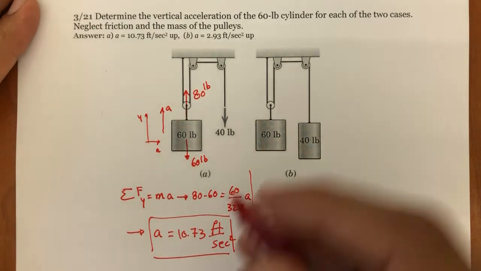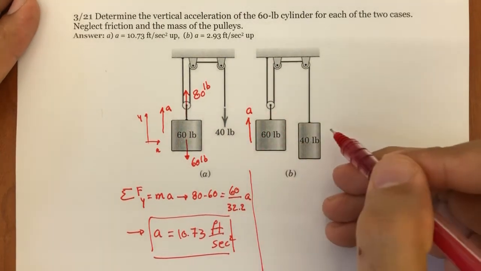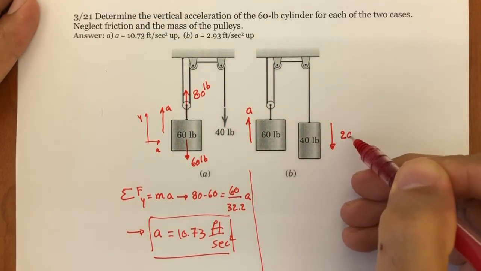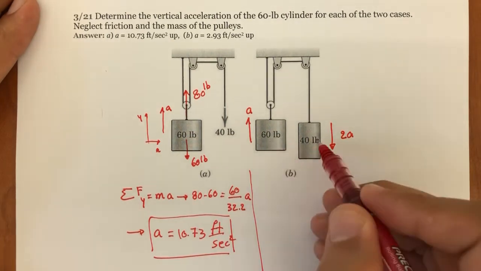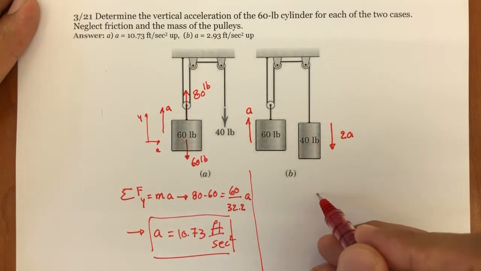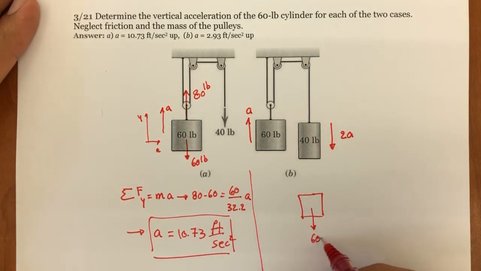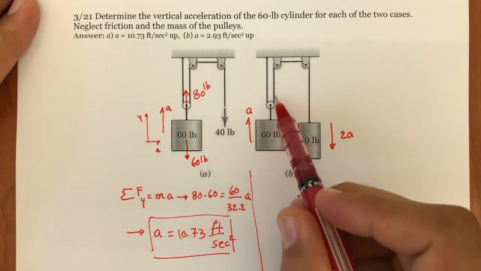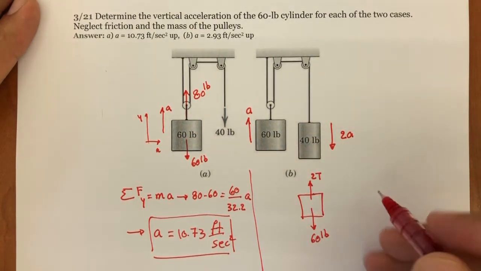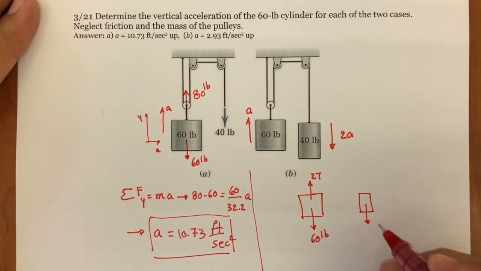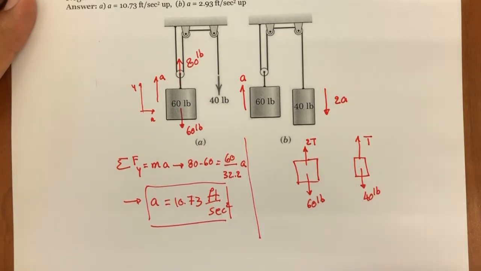And also the other point is, if the acceleration of this mass is A, upward, the other mass is gonna go down with the acceleration of 2A. Why? You should prove it yourself. I'm gonna let you do that part. And also we need to draw the free body diagram of these two masses separately. For the first one, we have 60 pounds downward gravitational force, and also 2 times the tension of the cable. But we don't know what is the tension of the cable. For this one, we have 40 pounds gravitational force and also the tension of the cable, T.